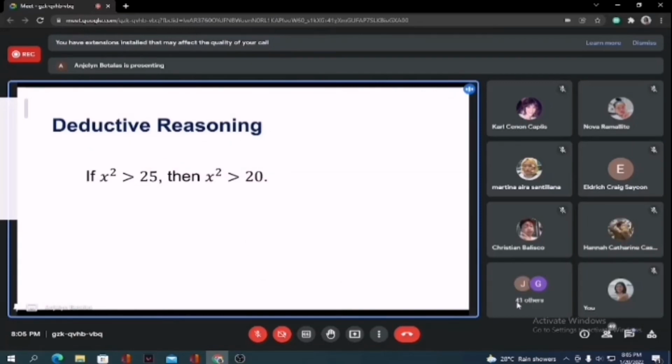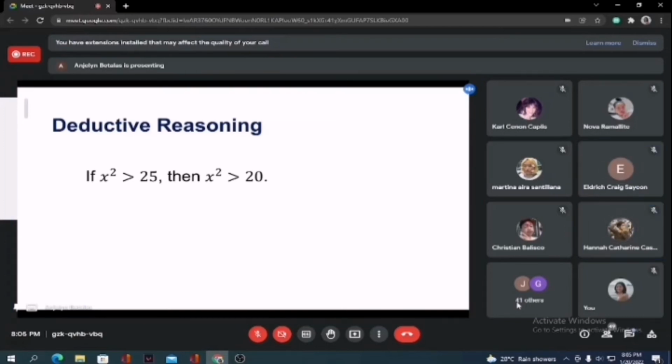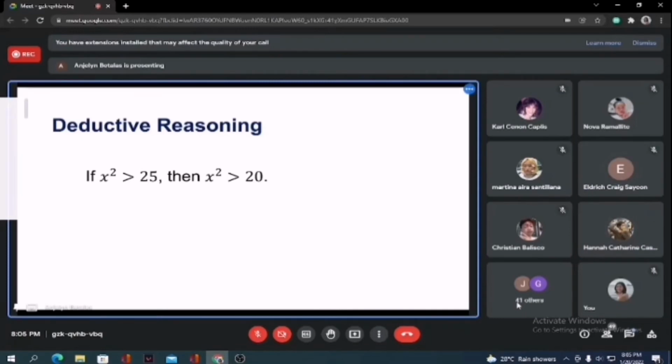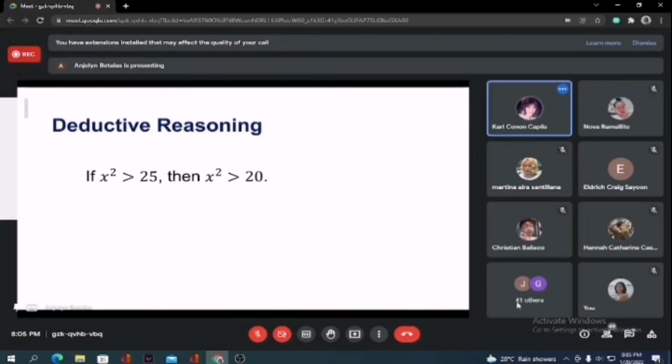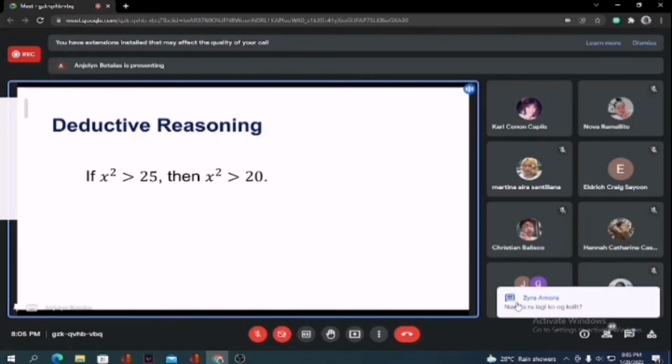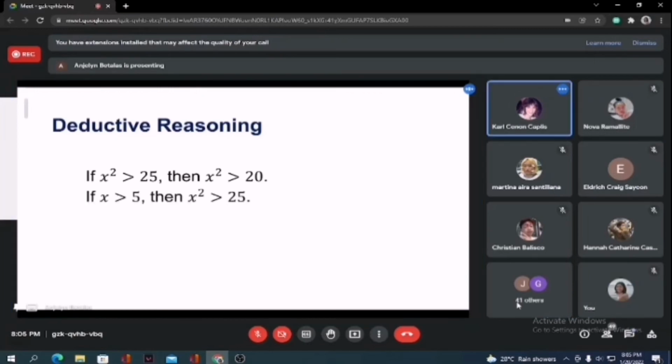So, x squared is greater than 25. Example, shall we say x is 6. 6 squared, class? 36. Is it greater than 25? Yes, ma'am. So klaro man, kung greater than 25, so mas greater pa siya sa 20. If x squared is greater than 25, so kung x mo 6 squared, 36 is also greater than 20. So, mga yung mga deductive.